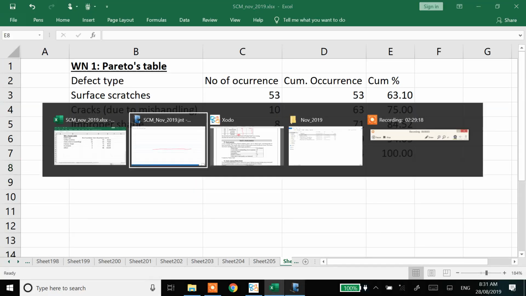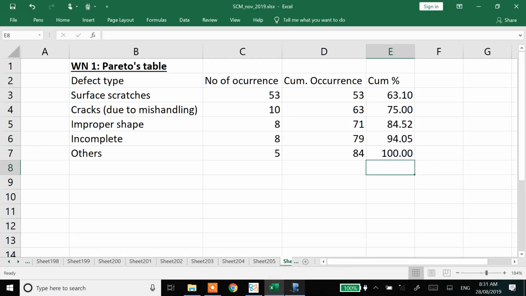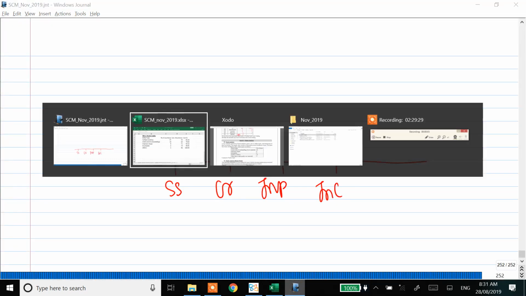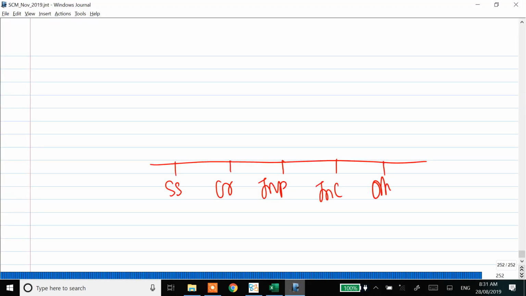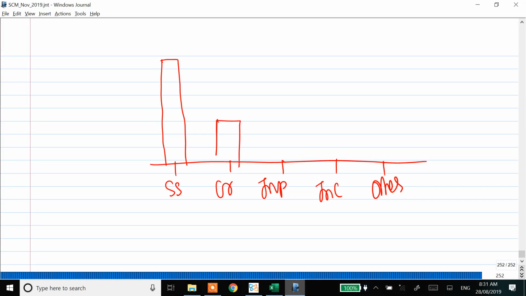So let's write the various defects. Surface scratch, crack, improper shape, incomplete, others. There are different ways of showing this. For surface scratch, I am putting a bar. This is 53. Crack is 10. You will need a proper graph to do this. Then 8, and this is 5. These are the numbers of defects which are coming in.